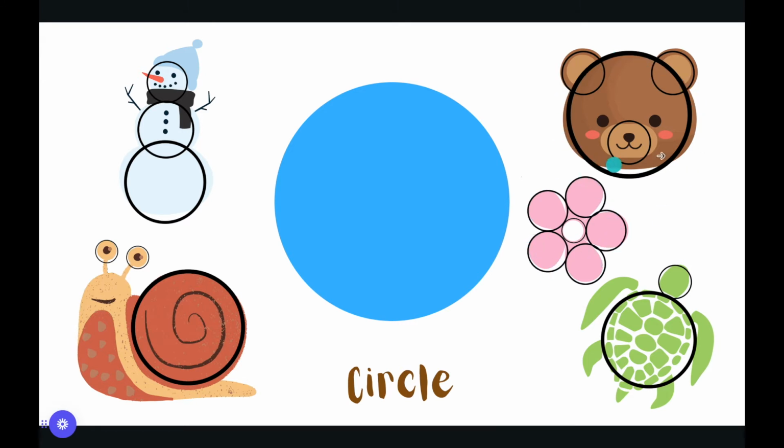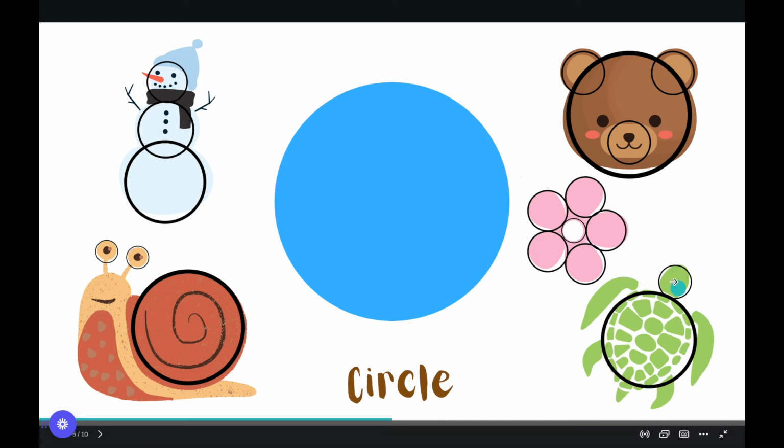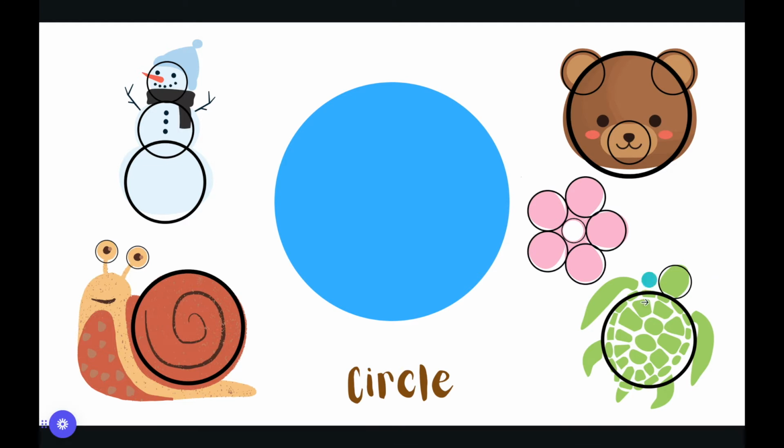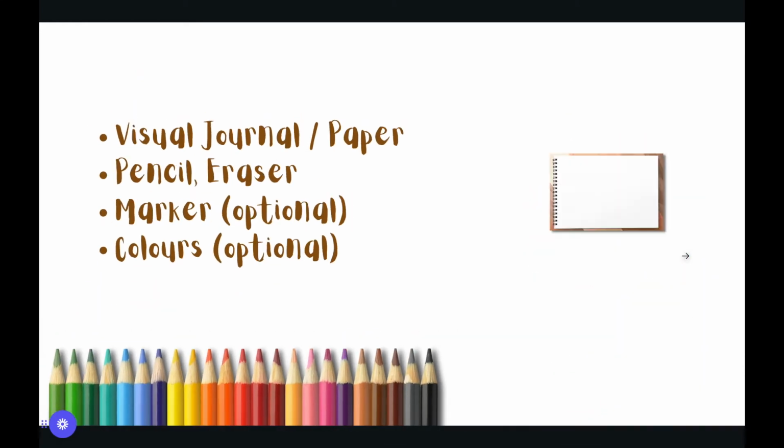And for the bear face, we have a big circle for the head and a smaller circle for the nose area, the muzzle, and ears are made up of circles too. And a turtle, the shell, even though it is more kind of an oval shape, we can definitely use a circle to draw a turtle shell and the head too. All right. So let's get started on this.